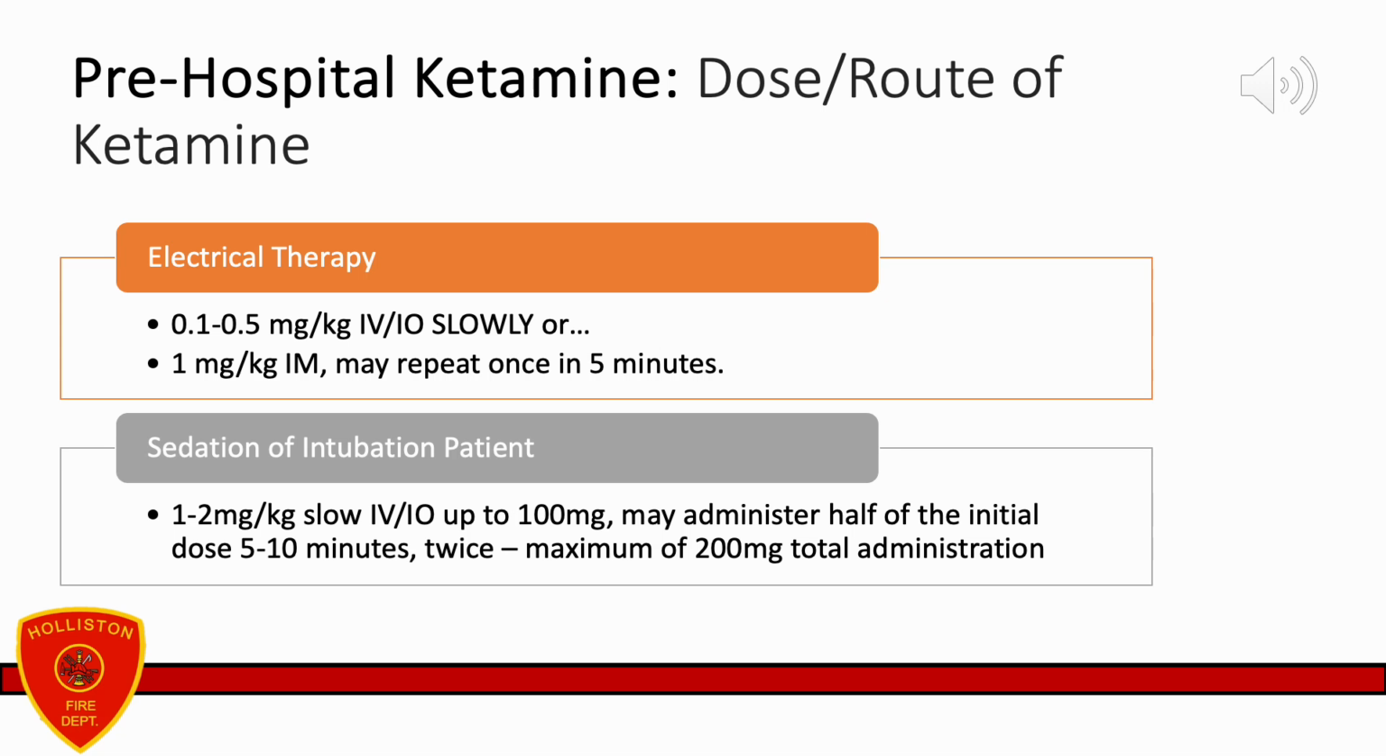For patients getting cardioversion or pacing, we can administer IV, IO, or IM. If it's going to be IV, IO, it's going to be a slow push of 0.1 to 0.5 milligrams per kilogram. If we're going to consider intramuscular, it's going to be 1 milligram per kilogram, which may be repeated after 5 minutes. If the patient's having continued pain at that 5-minute mark, remember our onset is 3 to 4 minutes for intramuscular.